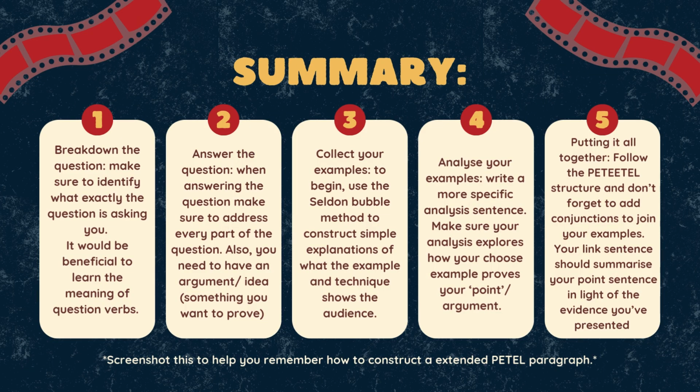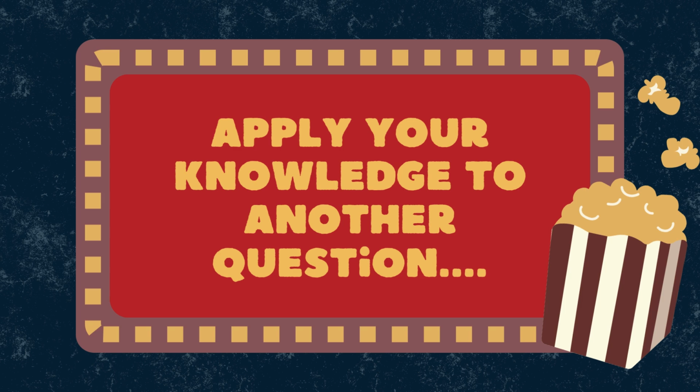In summary, you need to break down the question, then answer the question with an argument. Next, you have to collect relevant and appropriate examples and analyze them to highlight what they show in relation to your argument. And finally, make sure you're following the PETEL, P-E-T-E, conjunction E-T-E-L, scaffold to ensure your paragraph follows the correct structure. Screenshot the summary to guide you in your own construction of paragraphs.